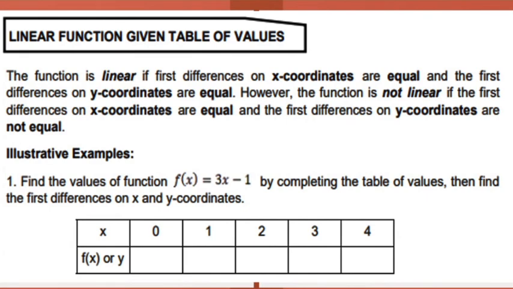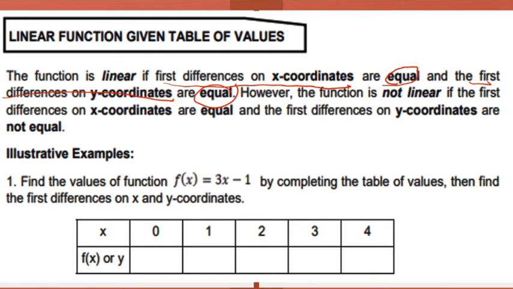Next, meron tayong tinatawag na linear function given table of values. Pag sinabi nating linear siya, para masabi na linear yung function natin, kailangan the first differences on the x-coordinates are equal and the first differences on y-coordinates are also equal. Kailangan equal yung differences. Pag sinabi nating differences, ito yung pinagsagot sa minus. Kapag pinag-minus natin yung mga x-coordinates, kailangan equal sila lahat. Ganon din doon sa y-coordinates. Kapag hindi nag-equal, hindi siya masasabing linear function.